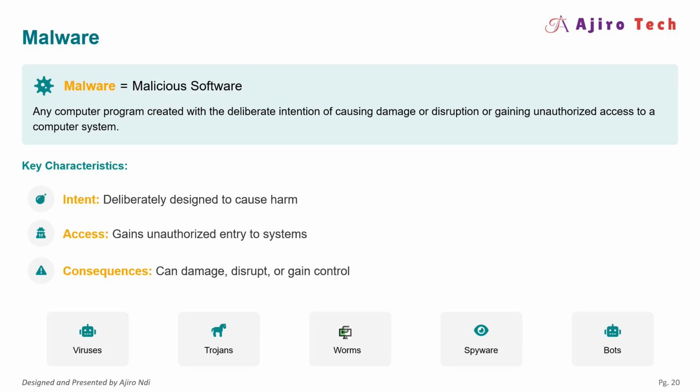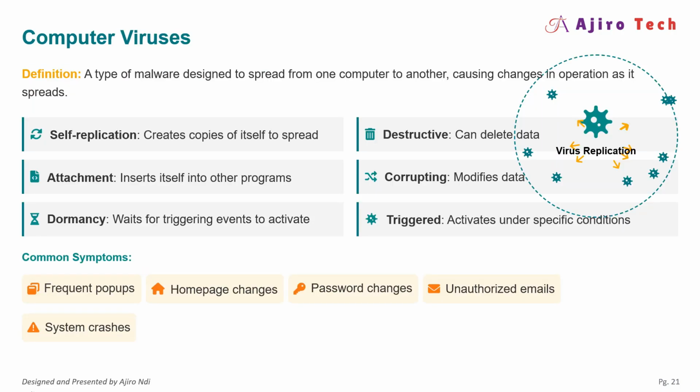Now, if you notice the key characteristics: the intent, deliberate design, they are designed deliberately to cause harm. The sole purpose is to gain unauthorized entry to a system. And what's the consequence? To cause damage, disrupt, or gain control. And we have a host of them. We have viruses, Trojan horses, worms, spyware, adware, malicious bots, rootkits, ransomware, and so on.